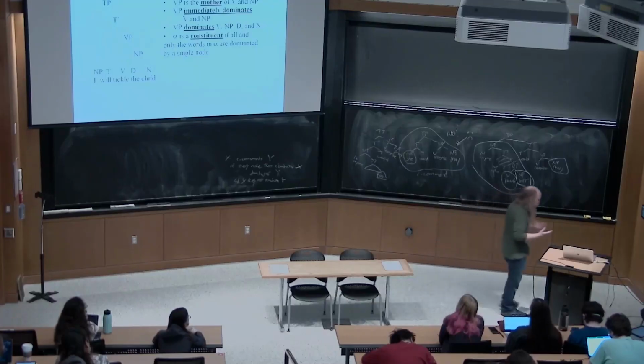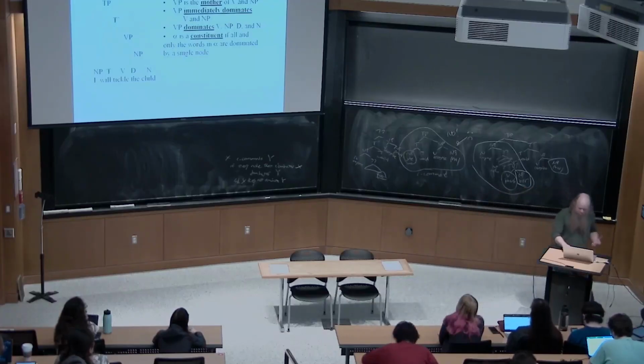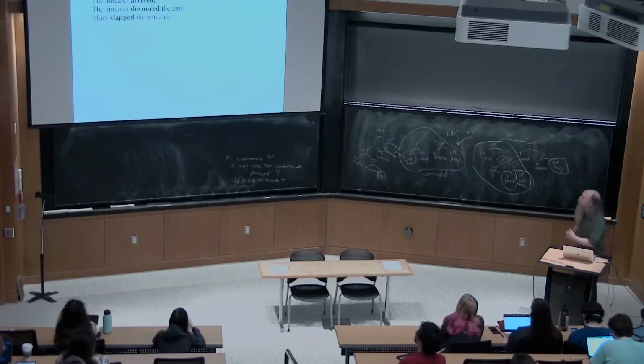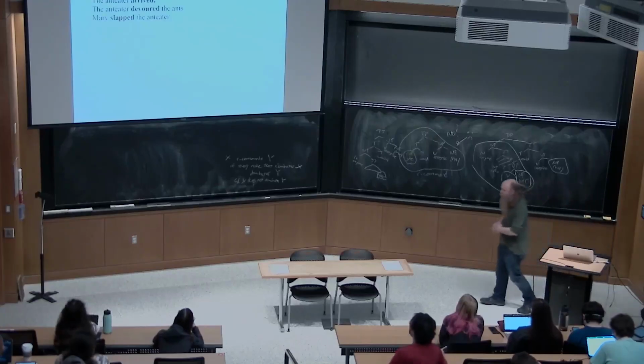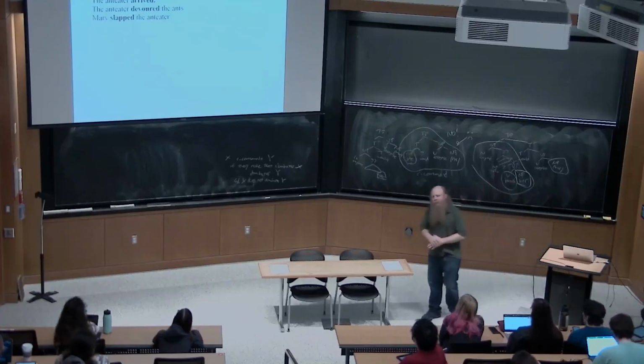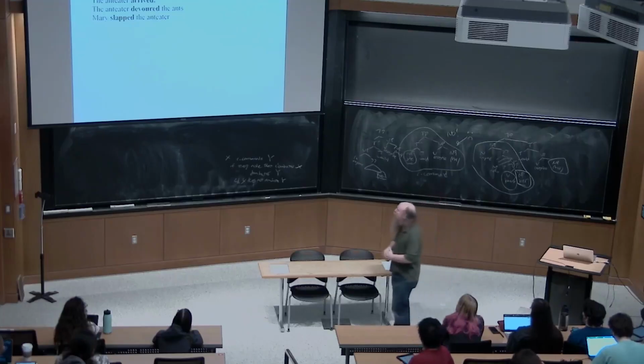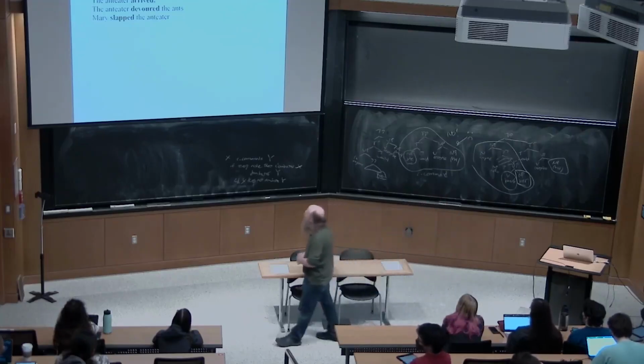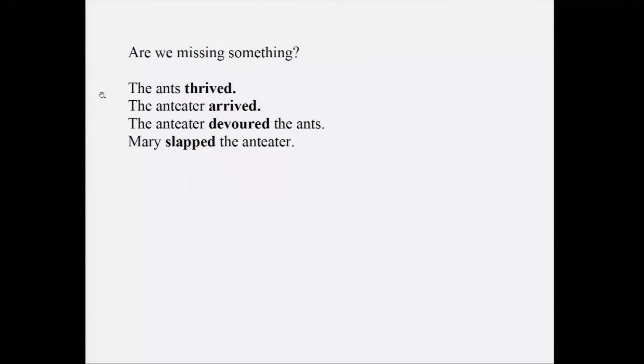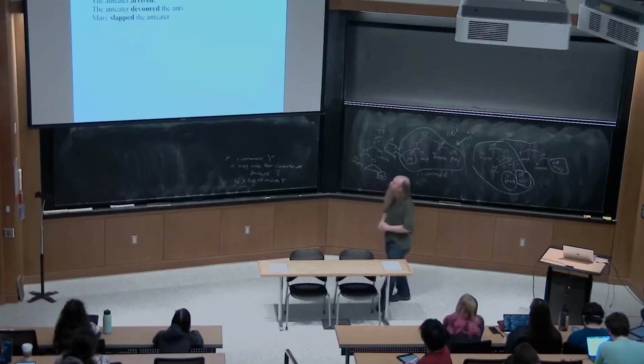And we haven't said very much, in fact, we haven't said anything at all about why you pick the particular things that you pick. So I want to talk about that a little bit. Here are some sentences, mostly involving ants, I guess, and anteaters. And they're all grammatical sentences of English, I think. The ants thrived and the anteater arrived.